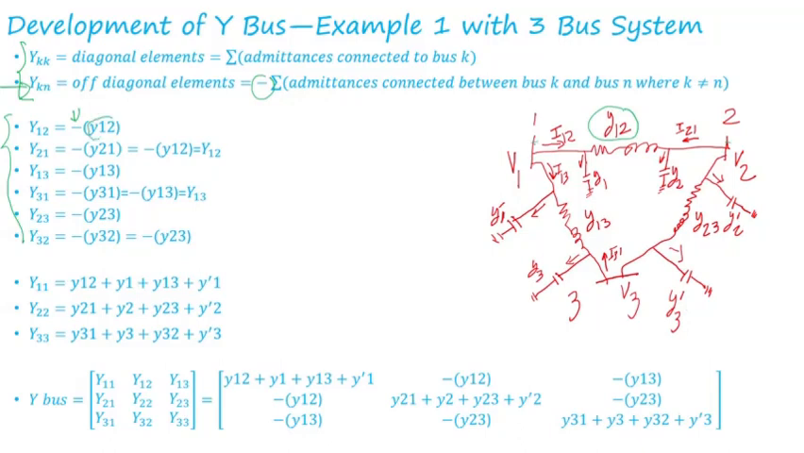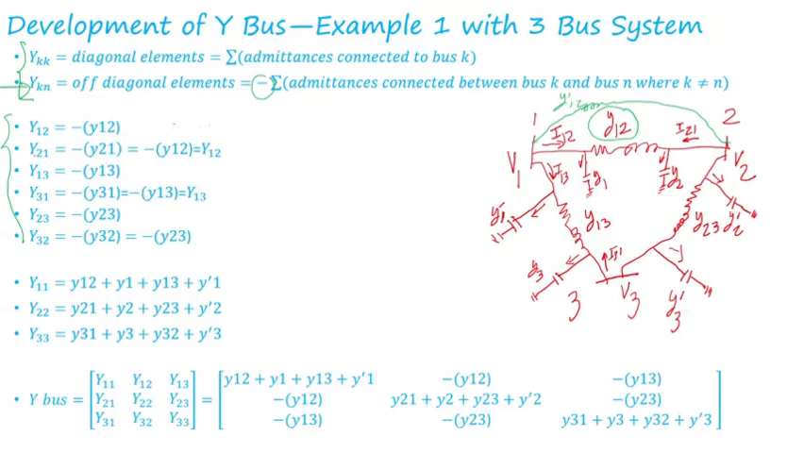Let's assume there was another branch connected here, like another line. You would put this minus here, say a bracket, then plus, for instance, I'm just going to call this y prime 12. So y12 plus y prime 12. You would add as many admittances as you have. I just used three buses so it's not cluttered and it's easy to understand, but you can apply it to any system.